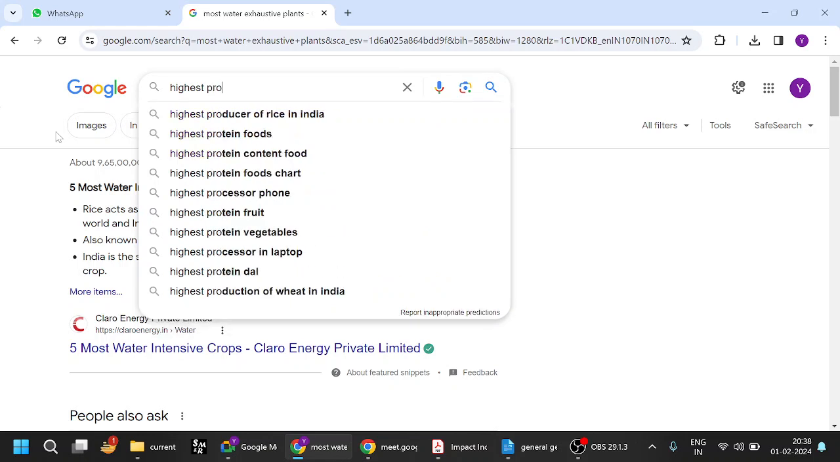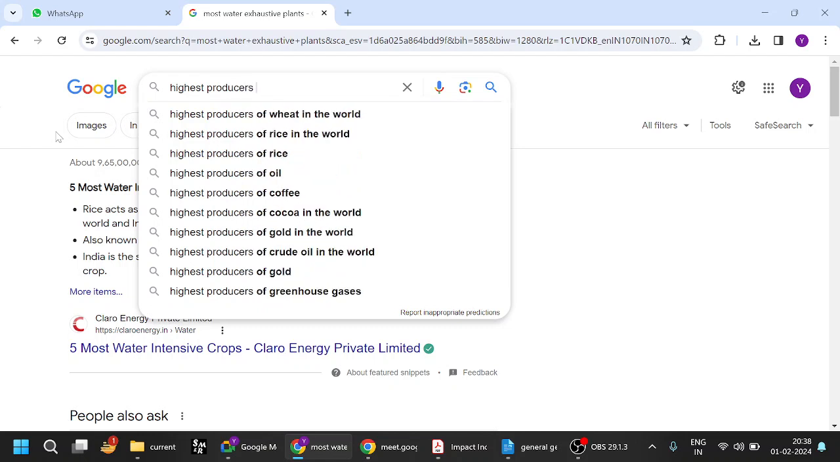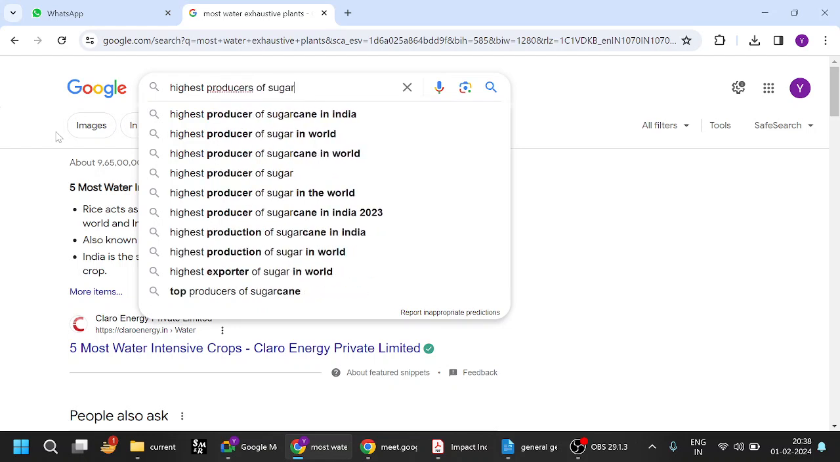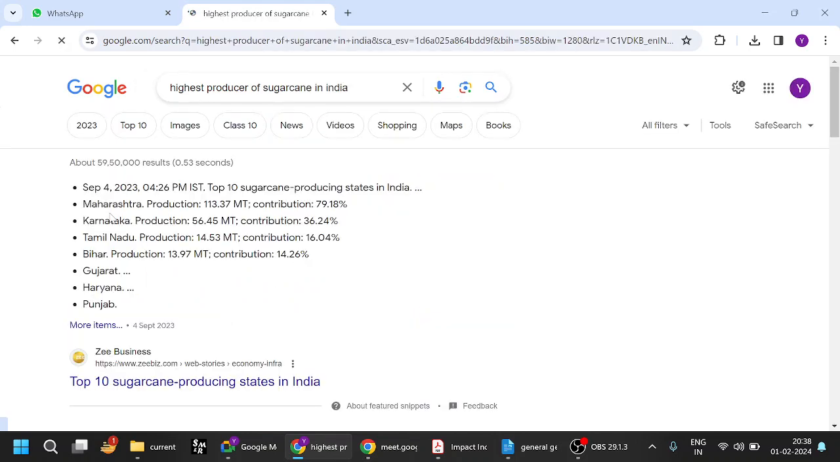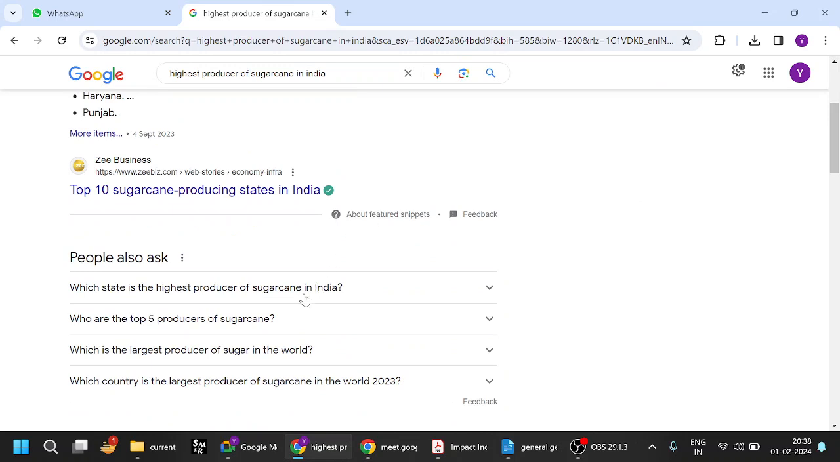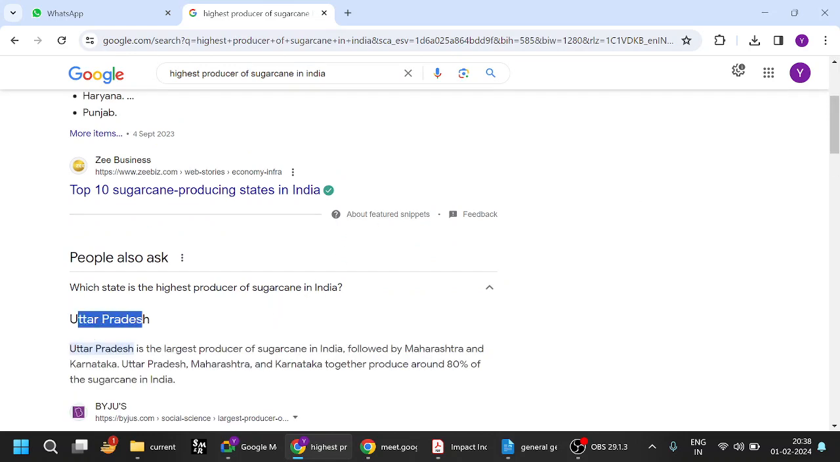Highest producers of sugar, and they frequently have these sugar mill issues, etc. Mostly Uttar Pradesh and Maharashtra. Sometimes UP is given, here we give Maharashtra. Usually these two stand out in sugar production. Uttar Pradesh is the largest producer, followed by Maharashtra. Those two are usually the top sugarcane producers.